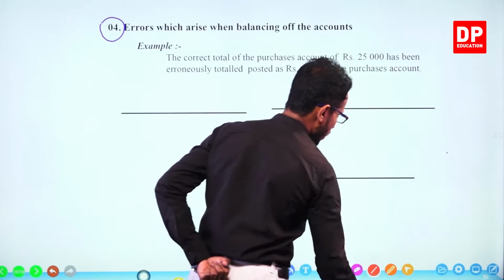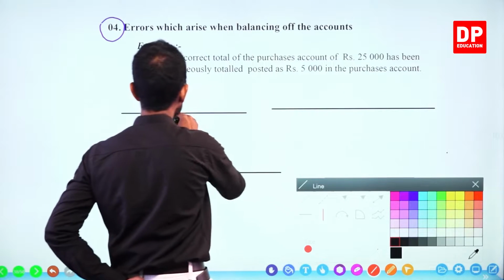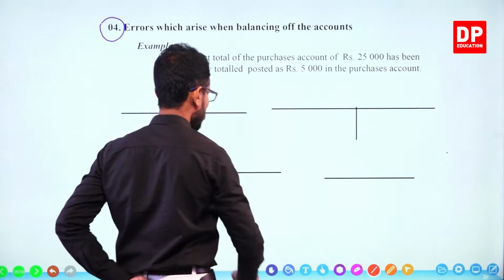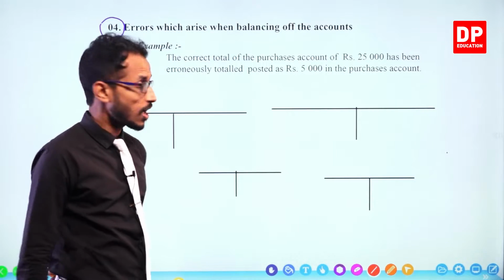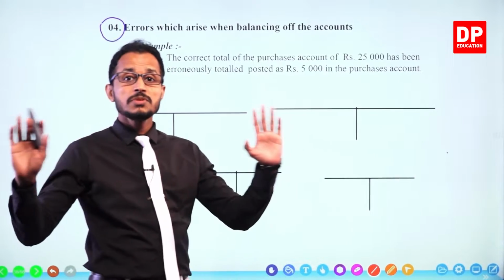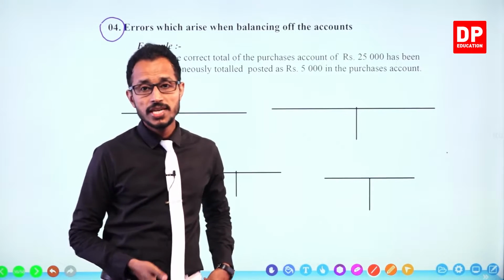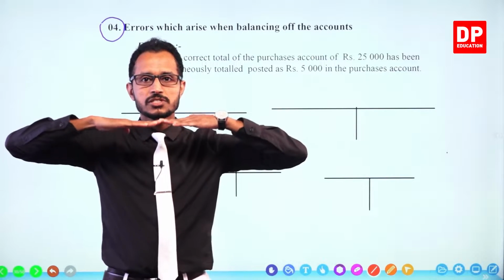As you know, children, we have so many accounts, so many ledger accounts in a ledger. Every T account must be balanced. Every ledger account must be balanced.